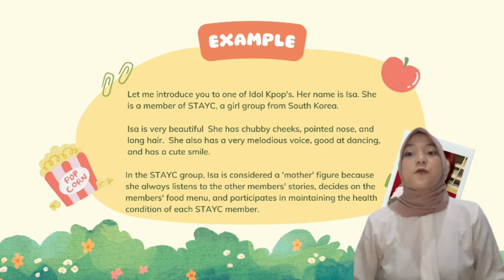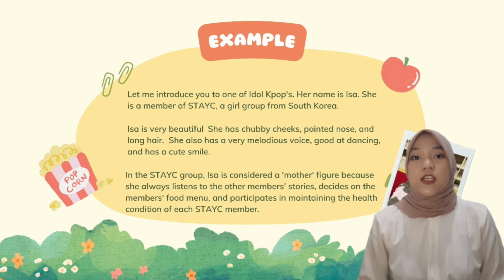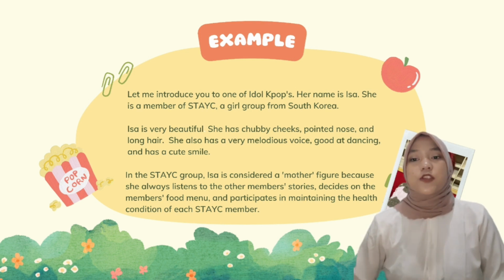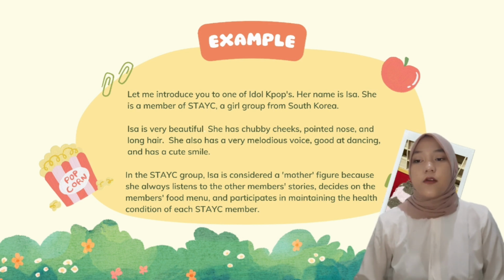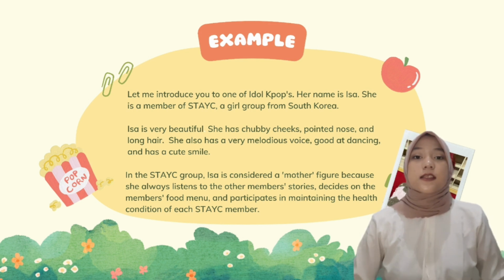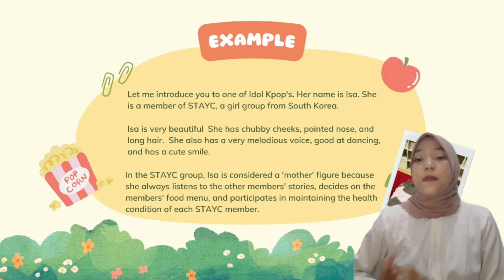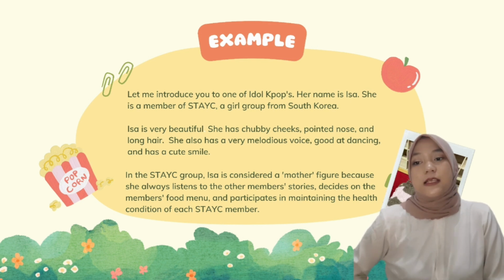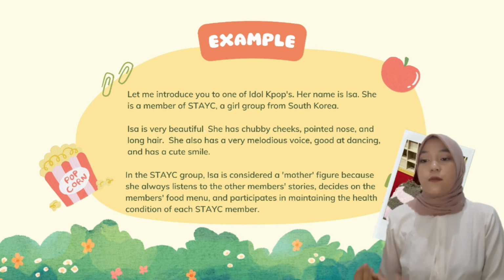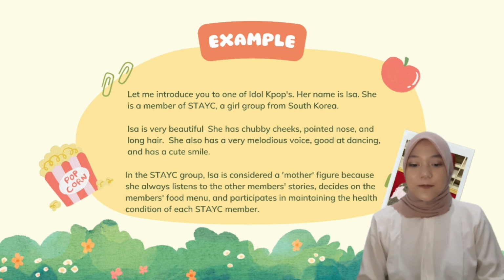Let me introduce you to one of the K-pop idols. Her name is Isa. She is a member of Stacey, a girl group from South Korea. Isa is very beautiful. She has chubby cheeks, pointed nose, and long hair. She also has a very melodious voice, is good at dancing, and has a cute smile. In the Stacey group, Isa is considered a mother figure because she always listens to the other members' stories, decides on the members' food menu, and participates in maintaining the health condition of each Stacey member.